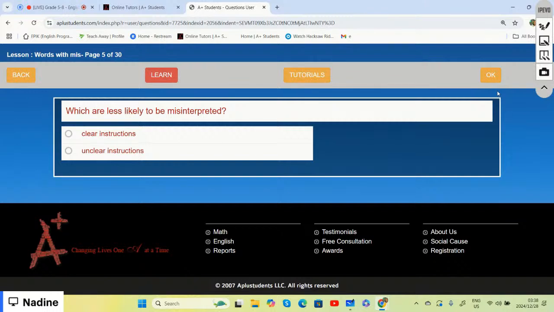All right, and if we were to choose something which is less likely to be misinterpreted. Is it option one, clear instructions, that is less likely to be misinterpreted? Or option two, unclear instructions. So which one is correct?